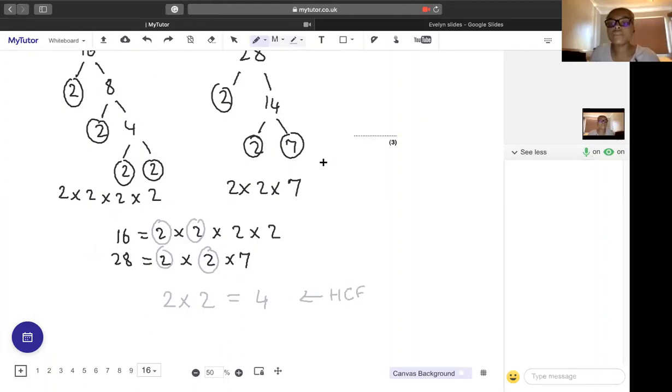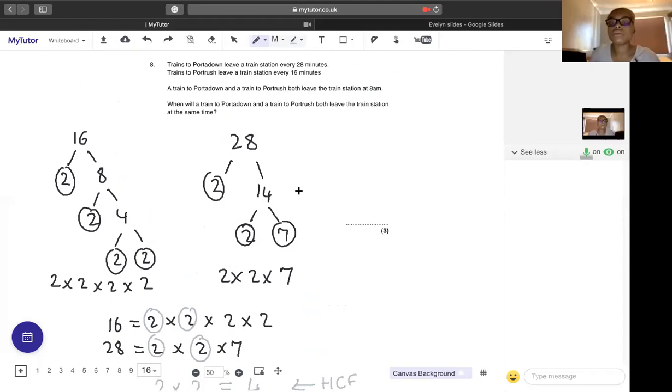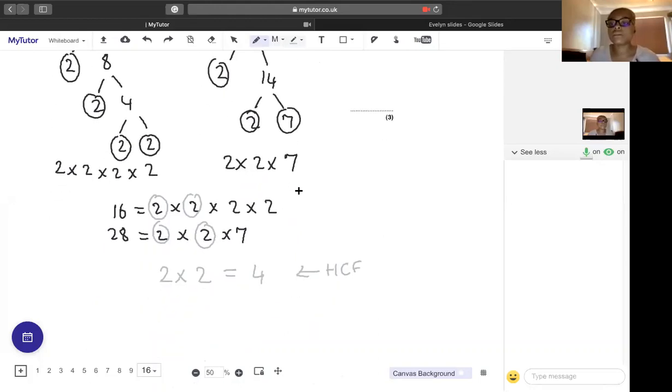Now, for this question, we want to work out the lowest common multiple because we want to see when is the next time that they're going to leave at the same time. So we've worked out the highest common factor, so we're going to use this to work out what the lowest common multiple is going to be. So we've used these 2's already for our highest common factor, which is 4, and our leftover numbers are 2, 2, and 7. So we can multiply these together.